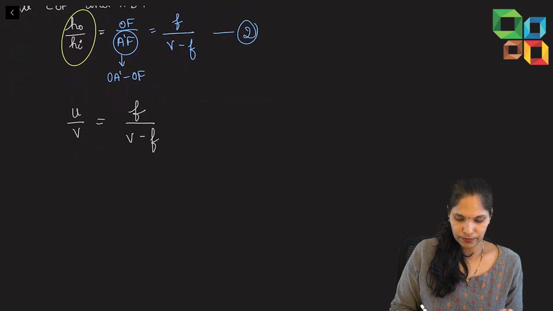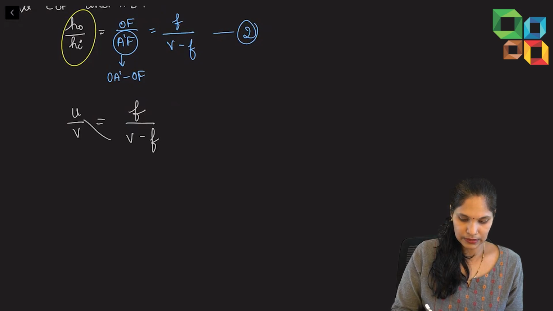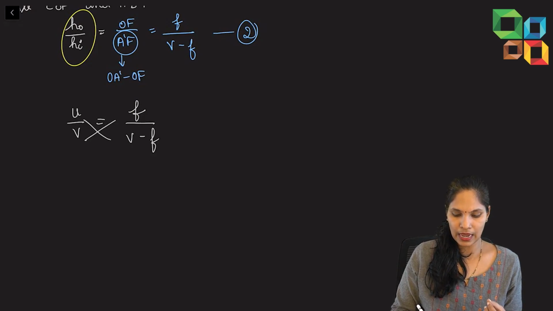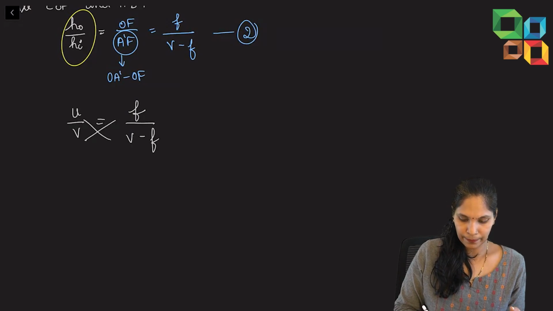We will just cross multiply like this. Or we can even do it this way. There are two ways. You can cross multiply and then divide it by UVF. I'll show you both the methods. I'll cross multiply UV minus this into this minus UF is equal to VF.